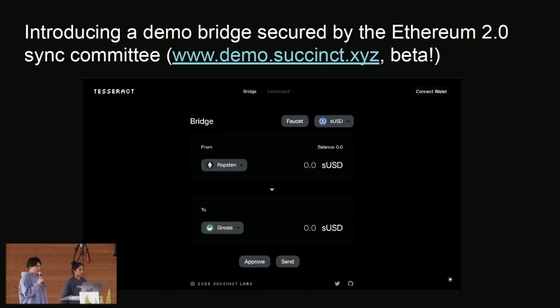Yeah, so we've been working on this for the past few months, and everything we described in the presentation, we've actually implemented. We implemented the light client, and we've also gotten a prototype bridge working on top of it. You can go play around with it. I think now it's at succinct.xyz. Fair warning, it's in beta, and the mobile support's bad.